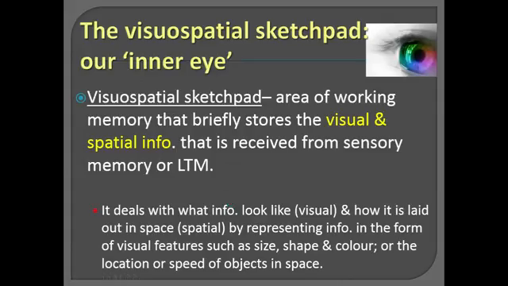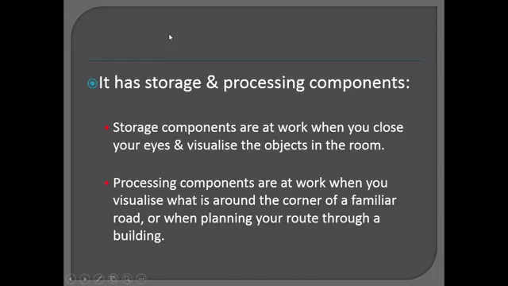The next part in this working memory is the visuospatial sketchpad. Visuo is our visual information, and spatial information that is retrieved from our sensory memory or long-term memory. So this deals with what things look like and how they're laid out in space, in the form of visual features. So we've got size, shape, color, speed, location, all of those things that we can see, and that's why it's called our inner eye.